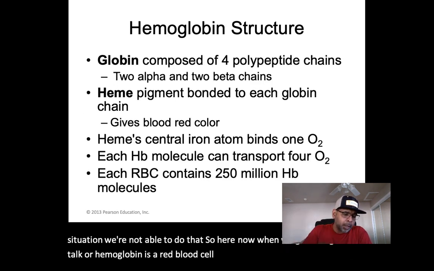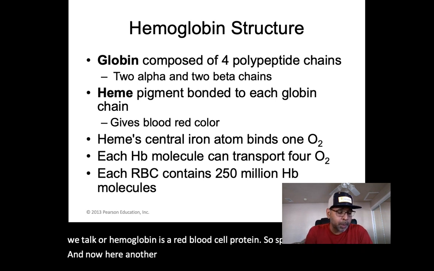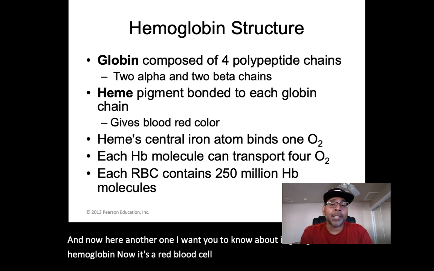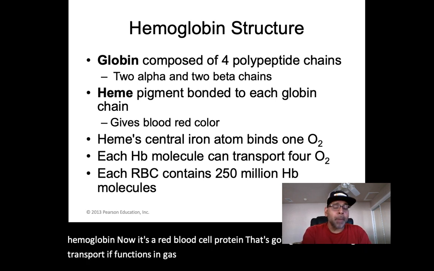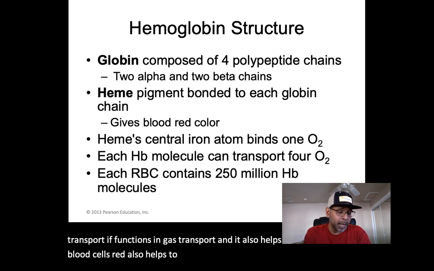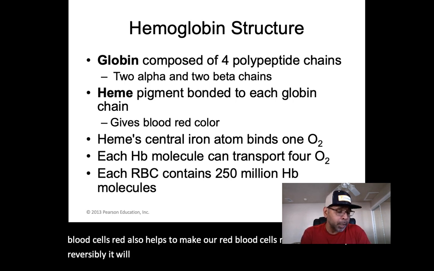So spectrin was one, and another one I want you to know about is hemoglobin. It's a red blood cell protein that functions in gas transport, and it also helps to make our red blood cells red. It will bind easily and reversibly with oxygen.